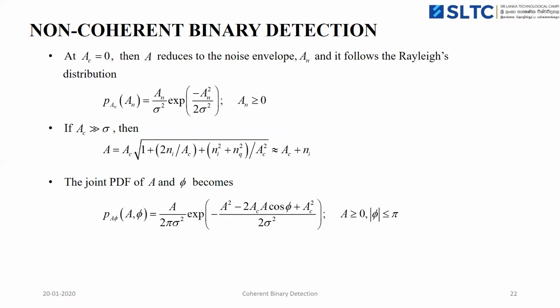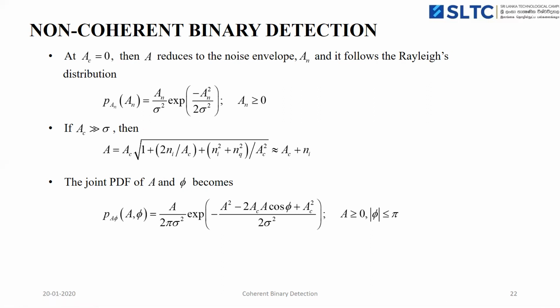Okay. So now assume that the carrier amplitude is 0, AC equal to 0. Then the envelope A reduces to the noise envelope AN, and it follows the Rayleigh distribution. This formula shows the Rayleigh distribution PDF function for the envelope. And if you assume that AC, the carrier amplitude, is much greater than the noise sigma, in that case the carrier term is dominant. So A is approximately equal to AC plus Ni.